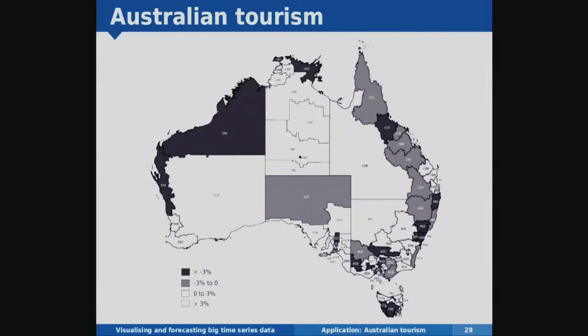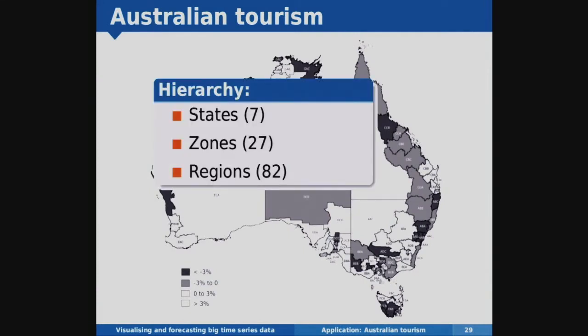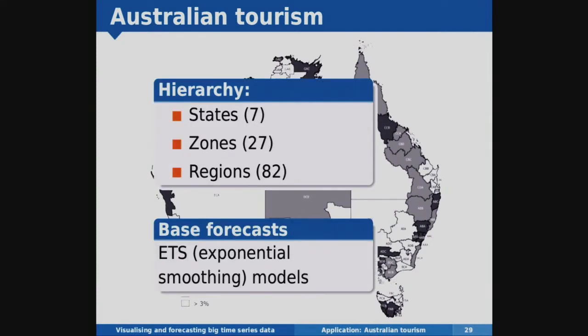So we take the same data set we saw before, divide it into all these states and then zones and then regions, and I do some forecasts. I'm going to use exponential smoothing models, the ETS framework of models for predicting each of the series in the hierarchy, just to show you what it looks like. The reason I'm doing that is it's extremely fast and it's completely automatic and it works for a lot of different types of time series.